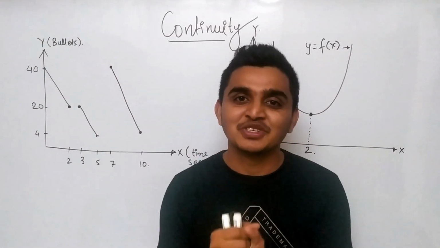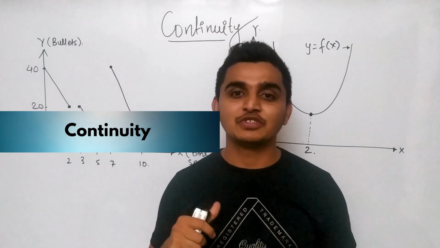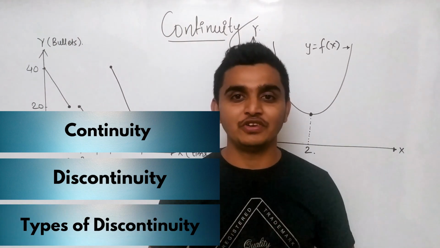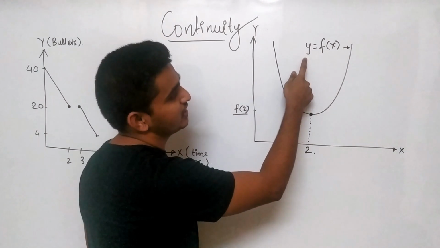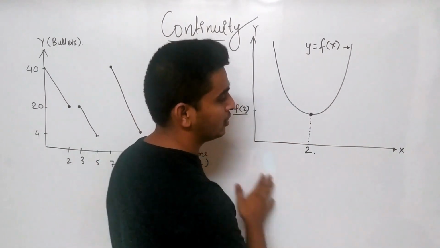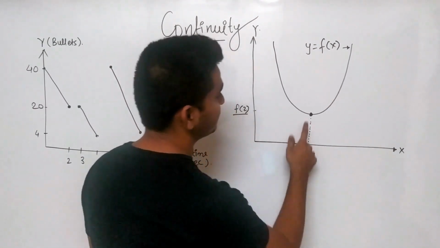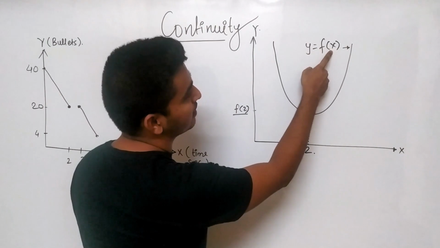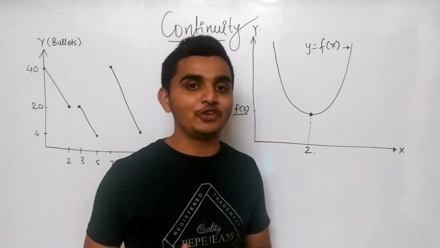Welcome back everyone. So in this video, we are going to discuss 3 different topics, which is what is continuity, what is discontinuity, and what are the 2 types of discontinuity. So I'll take a point. In this case, the function is y equals f of x, and on the x-axis we have the value of 2. So at this function, if we plug in the value of 2 over here, the function y will become f of 2. So we'll see how we can define continuity.